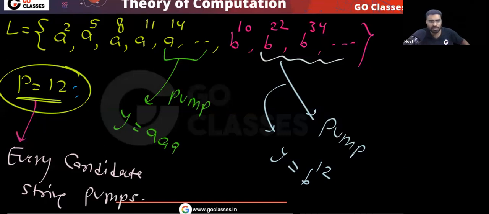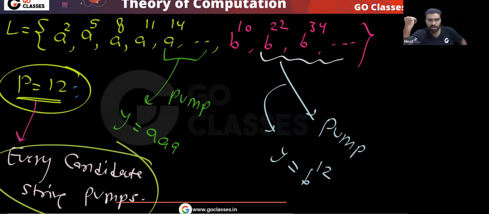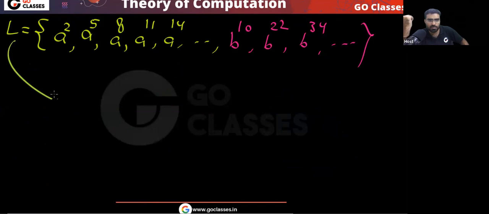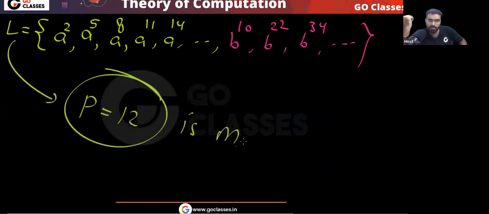Is this clear? Every candidate string will pump. So I can say p equal to 12. This is the minimum pumping length. This is your question, and the answer is p equal to 12 is the minimum pumping length.